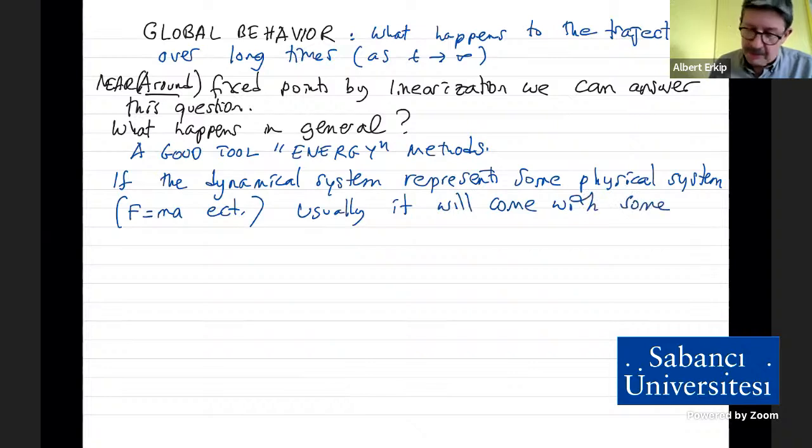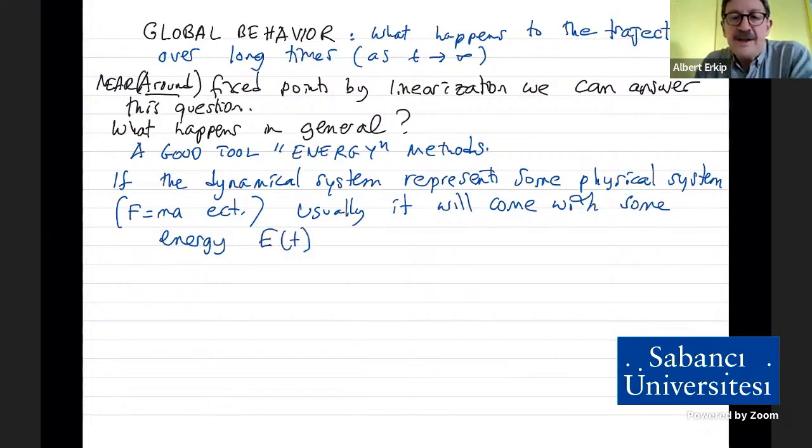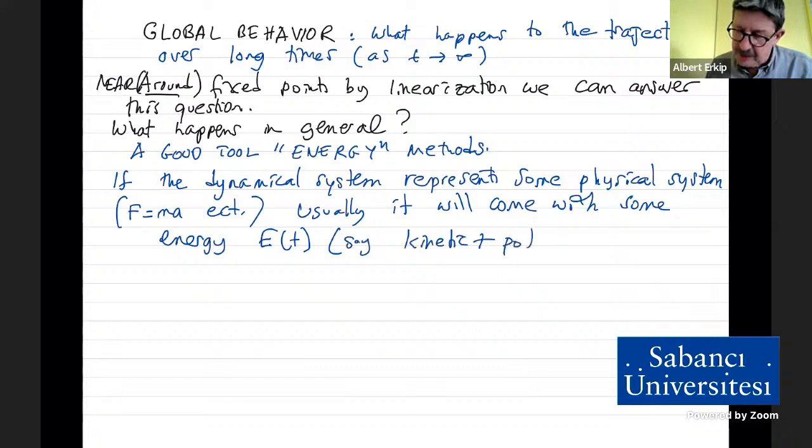Some energy, say E of T. And energy, what sort of thing is it? Well, energy could be like kinetic energy, potential energy, total energy. Say kinetic plus potential energy.